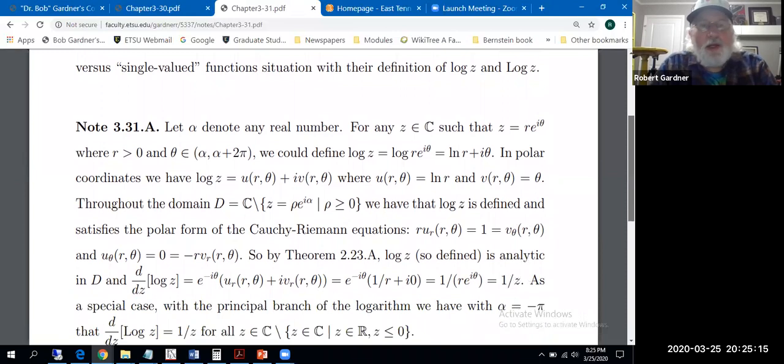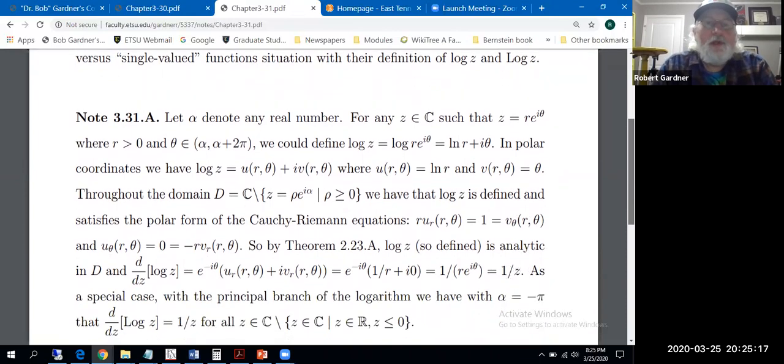Note 3.31a says that alpha denote any real number. Any real number. It's going to act as an argument. That's the reason that they've chosen a Greek letter. For any complex number z, such that z equals re to the i theta, by convention, we only take r values to be positive in polar representations, and any theta between alpha and alpha plus 2 pi. So theta ranges over an interval of length 2 pi, beginning at alpha.